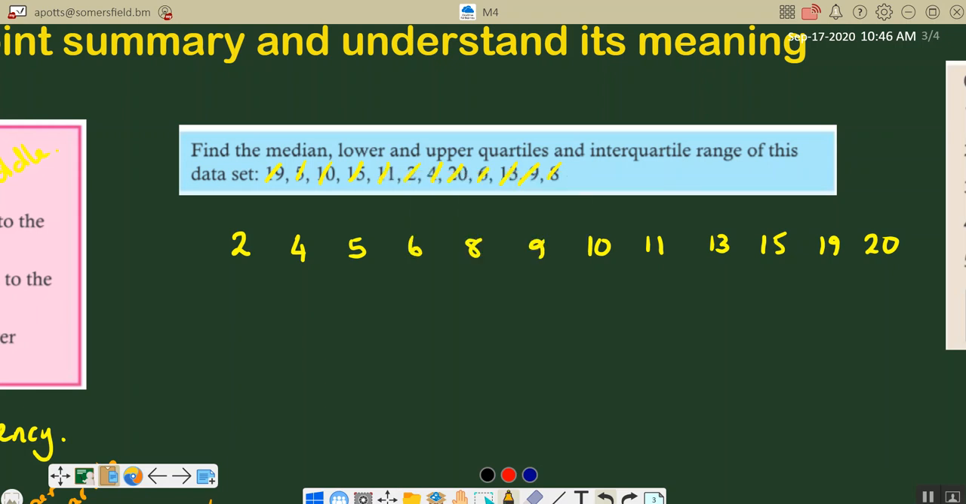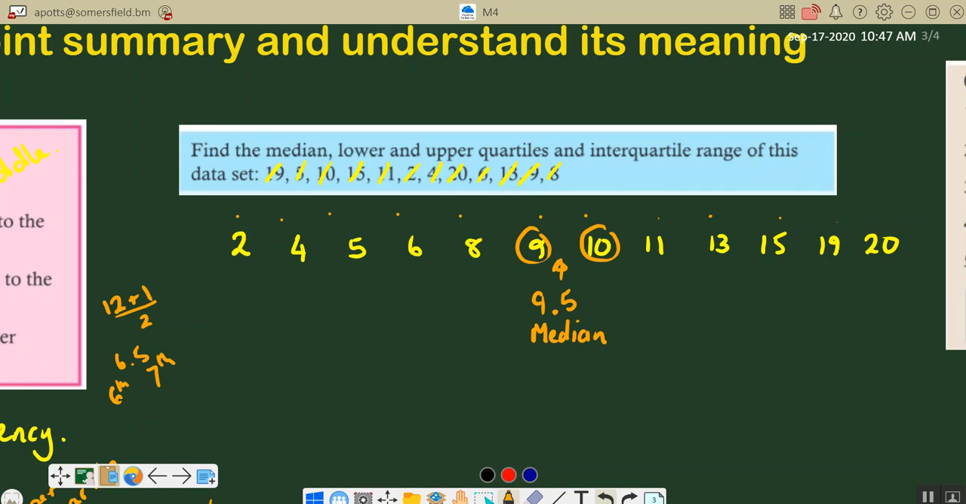So it says find the median, lower and upper quartile. For the median, how many numbers have I got? 1, 2, 3, 4, 5, 6, 7, 8, 9, 10, 11, 12. So we do 12 plus 1 and then divide that by 2. That's 6.5, which means I need the 6th and the 7th numbers and take halfway between them. So 9.5 is the median.